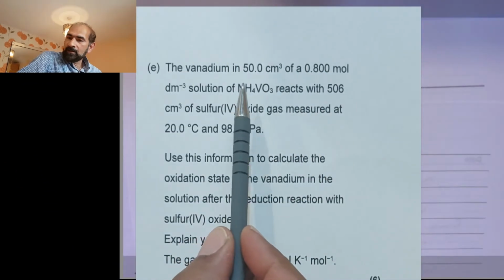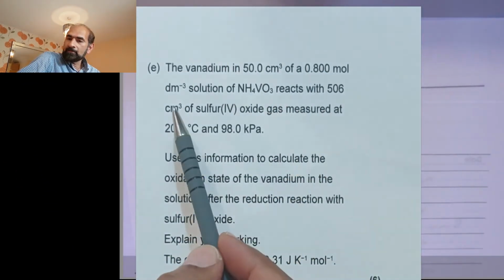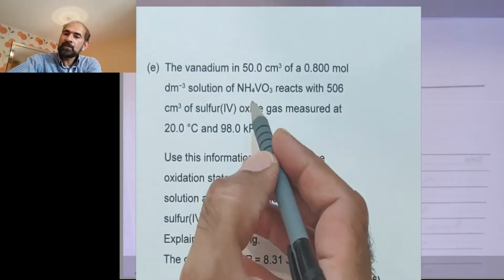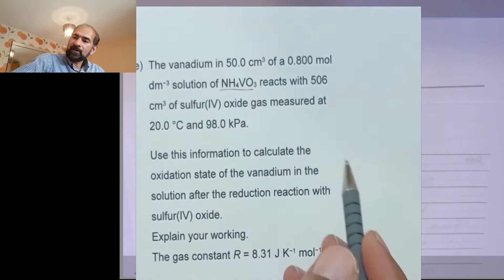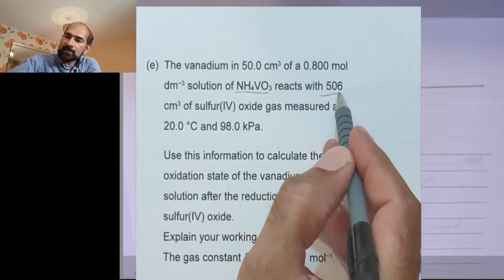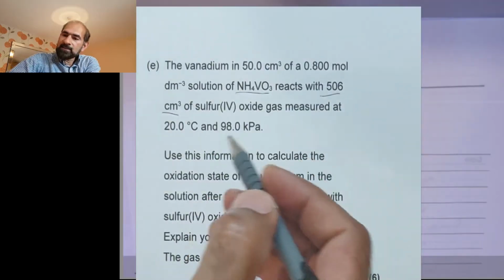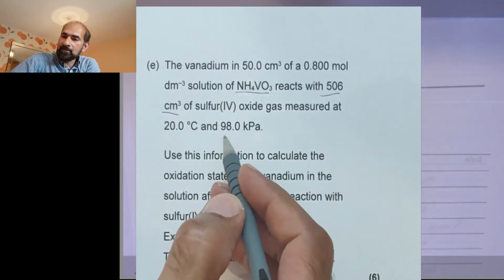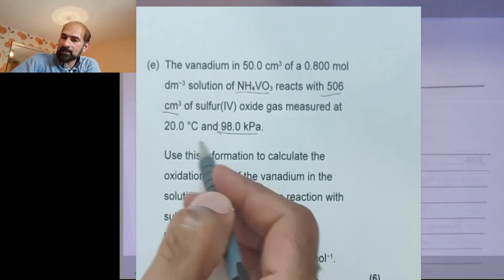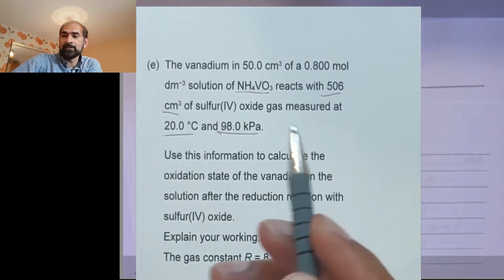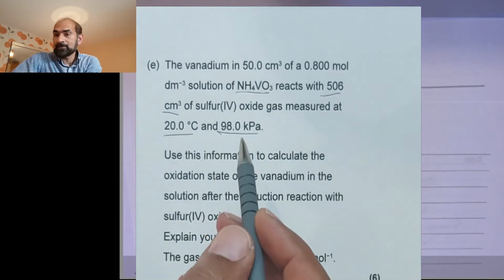So the vanadium in 50 centimeters cubed of a 0.8 mole per decimeter cubed solution of ammonium vanadate reacts with 506 centimeters cubed of sulfur oxide gas measured at 26. Immediately when I'm looking at this kind of information being given, I'm thinking PV equals nRT. So it's obviously related.